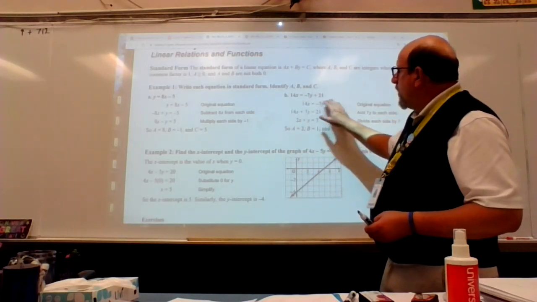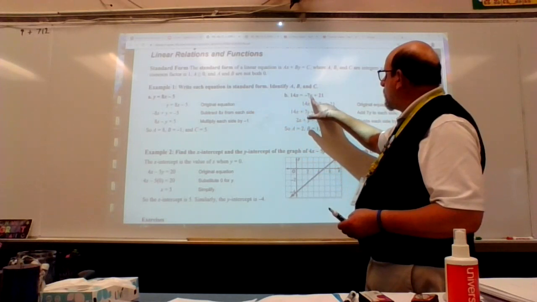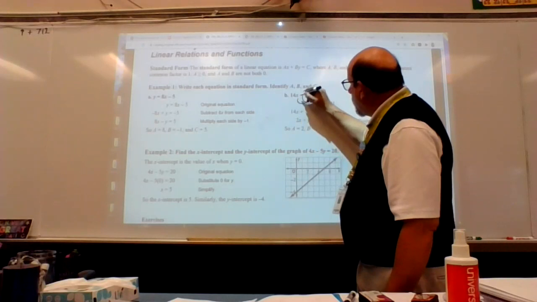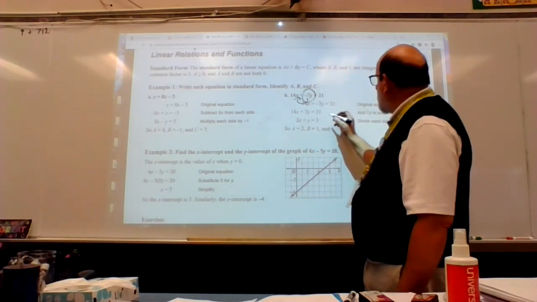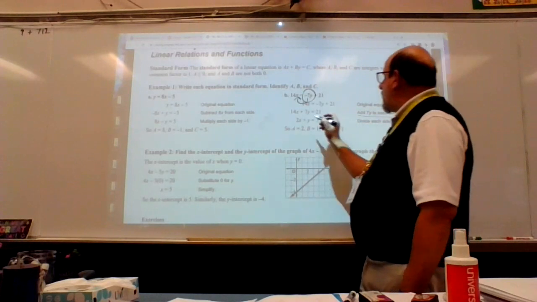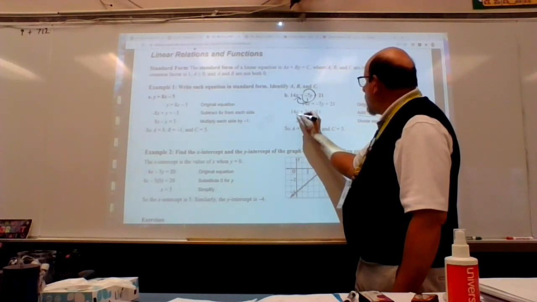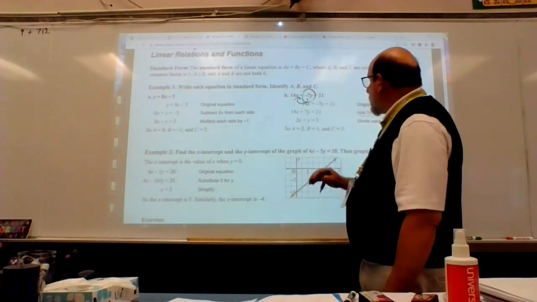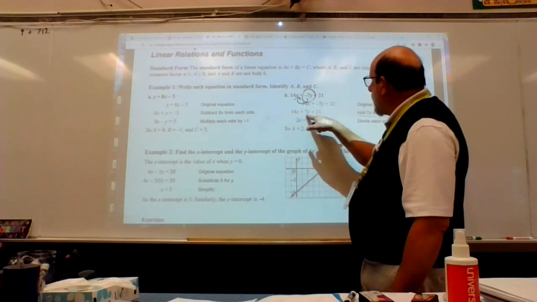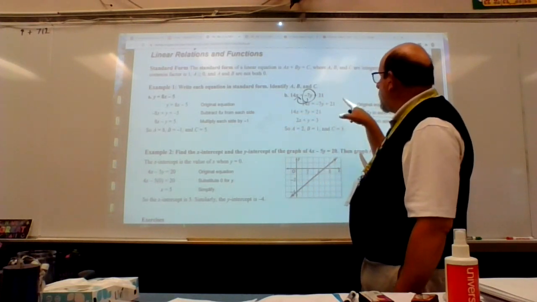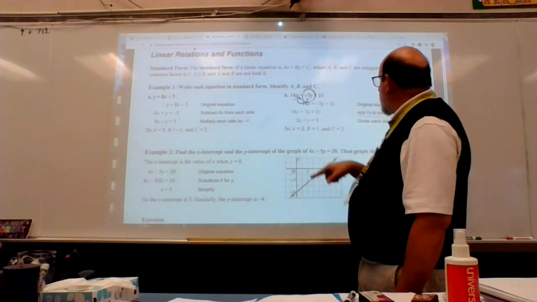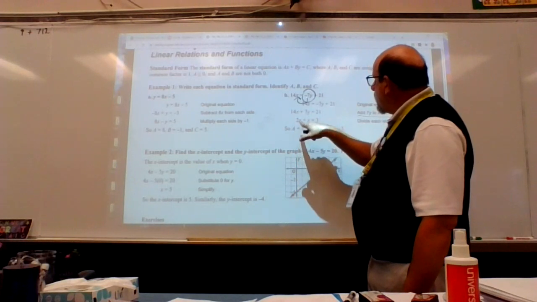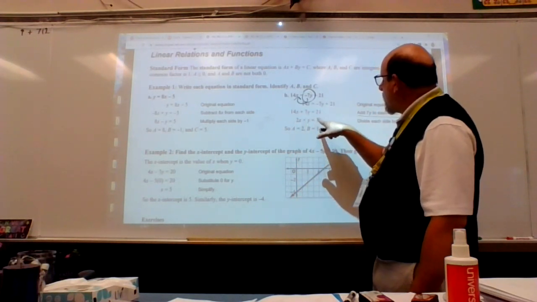Here's another one, written in this form. 14x equals negative 7y plus 21. What's missing? We need to put this 7y over here, so we're going to add 7y to both sides. That's what it says, add 7y to each side. So we're going to end up with 14x plus 7y equals 21. We don't want 14x's and 7y's, so we're going to divide everything by 7. Right? We have a common factor, so let's divide everything by 7. 14 divided by 7 is 2, 7 divided by 7 is 1, and 21 divided by 7 is 3.